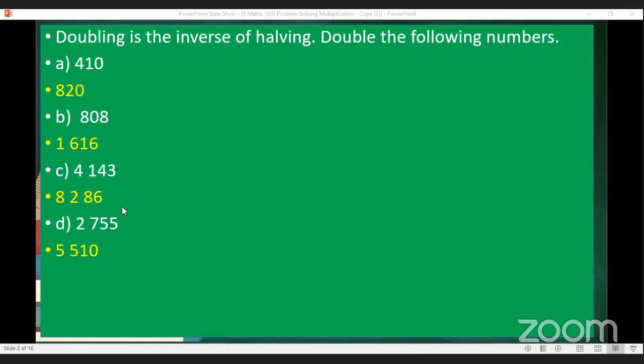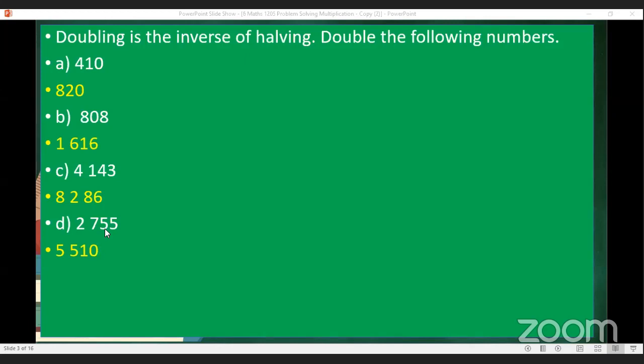And then the last one, 2,755, you double 5. So 5 plus 5 is 10. So you write down the 0 and carry the 1 in your head, because the doubling and halving, most of the time you find it in mental maths. You always find it in mental maths, even if it's an assessment, or maybe in a multiple choice. So 5 plus 5 is 10. You write down 0, you carry 1 in your head, or you can just put up your finger to remind yourself that you have carried 1.